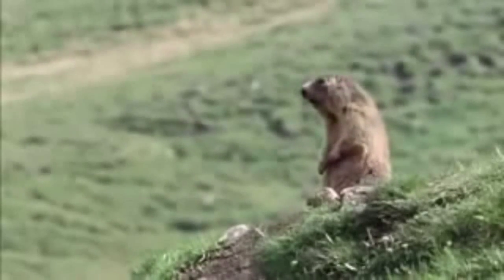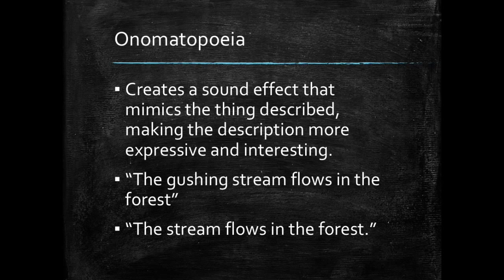Hey! You say Alan? Onomatopoeia creates a sound effect that mimics the thing described. Bang, crash, clap, those kinds of things are onomatopoeia. And it makes the description more expressive and interesting, and often gives us particularly sound that really strengthens sound in our heads. For example, the gushing stream flows in the forest is a much more meaningful description than just the stream flows in the forest, because that word gushing helps you to hear that onomatopoeic sound, and it makes the expression much more effective.